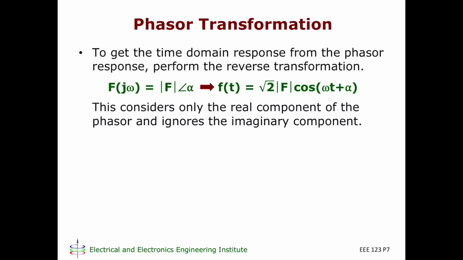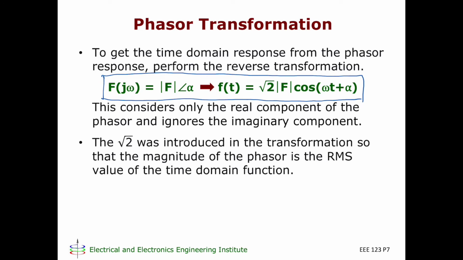If we want to get the time domain response from the phasor response, we perform the reverse transformation according to this rule. So this is the reverse transformation. What are we doing here? We are effectively ignoring the imaginary component of the phasor and retaining only its real component. Are we justified in doing that? Yes, because when we did the phasor transformation, we added imaginary components to our sources. Thus, when we do the reverse transformation, we are justified in removing the imaginary components from our resultant phasors.